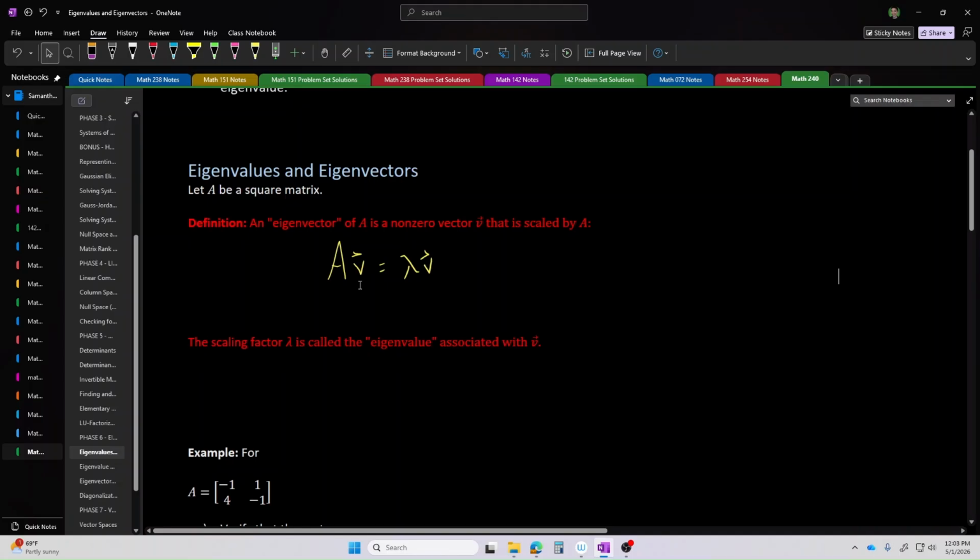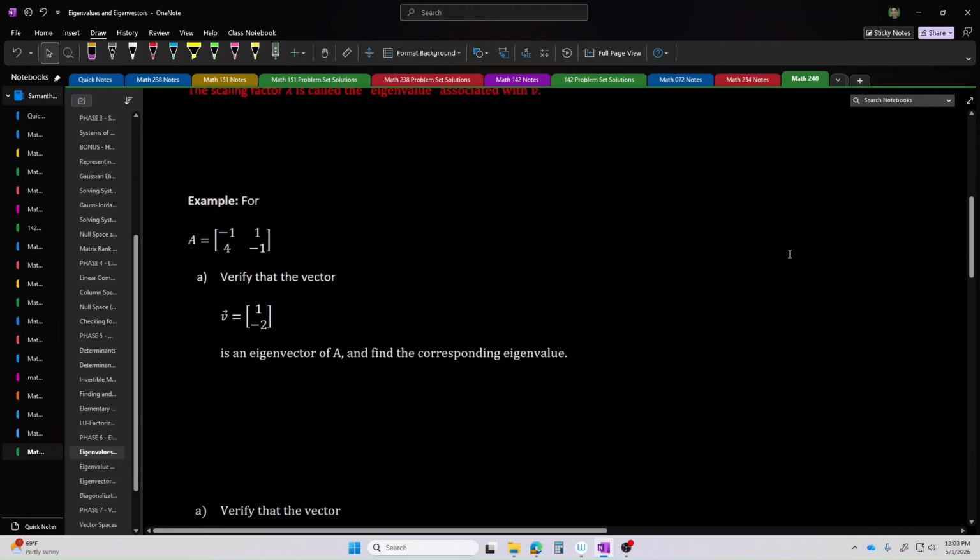And if you have an eigenvector that is satisfying this equation, AV equals lambda times V, lambda here is what we call the eigenvalue associated with this eigenvector. So that's the definition of these terms.